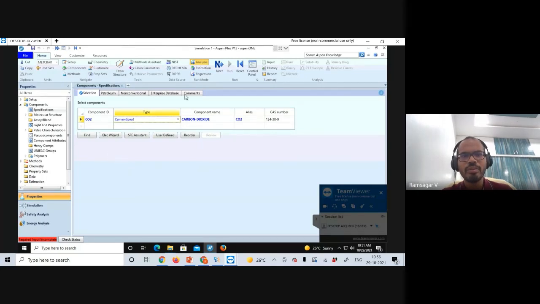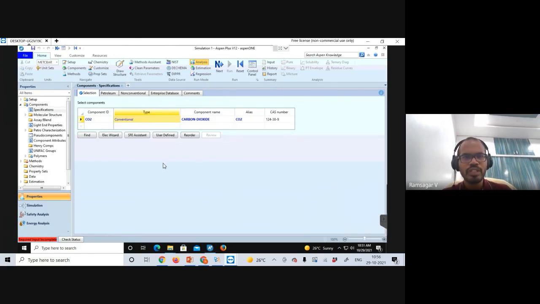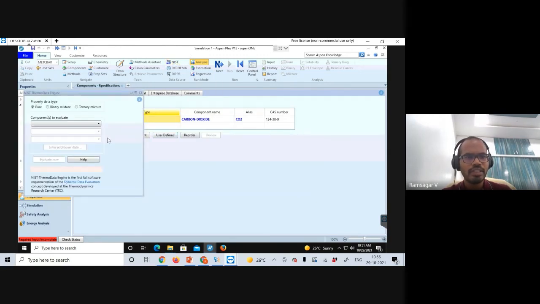So just let me show you quickly, since we are talking more about CO2, how to estimate the properties of CO2. For example, if you want to see the pure component properties of CO2, you can check directly after entering CO2 as a component. Here you go to the NIST chemistry webbook database, select CO2, and you can evaluate all pure component properties here.